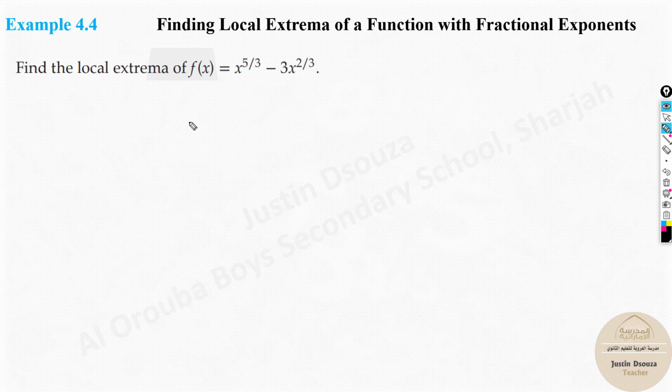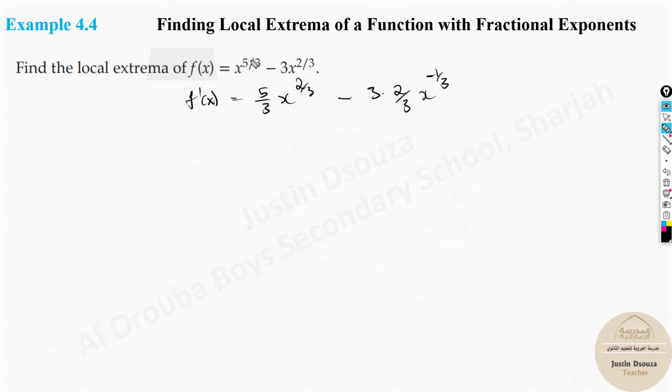We can even graph it if you want, or you can leave without graphing, but let's do as much as we can. First is the derivative, f dash of x. What happens? This 5/3 comes down. It will be x to the power 5/3 minus 1, which is 2/3, right? And then minus 3 times 2/3 x to the power 2/3 minus 1, which is -1/3. Now over here it's minus.